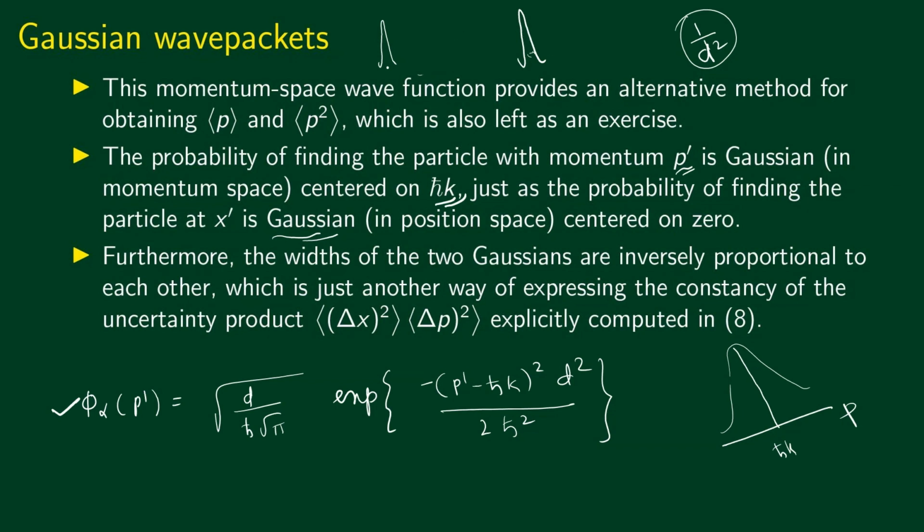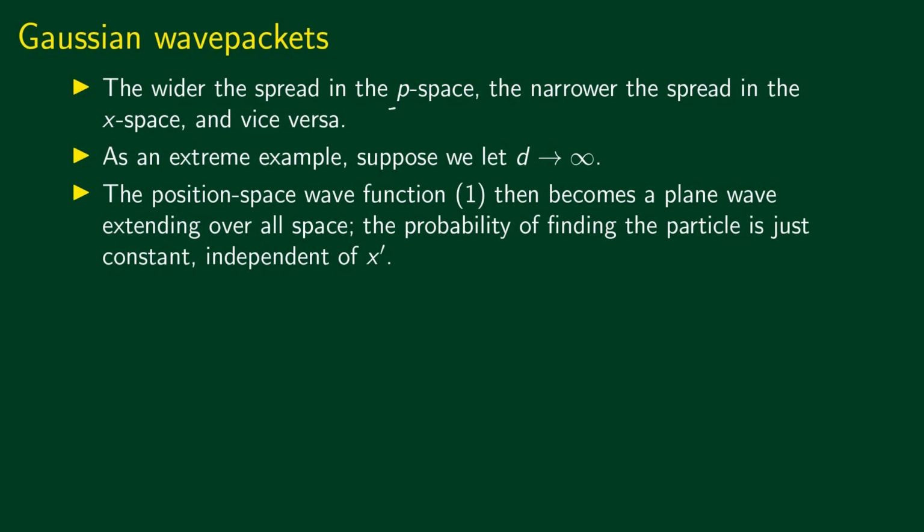Okay. Now this means that the wider the spread in the p space, the narrower the spread in the x space, and vice versa. Now, as an extreme example, suppose we let d tend to infinity. If you remember our Gaussian wave function, we had two terms in it. We had exponential ikx minus something like x prime square divided by 2d square, I think. So when d tends to infinity, this term just goes to 0, and we simply get a plane wave. This is the real part of the plane wave e raised to ikx.